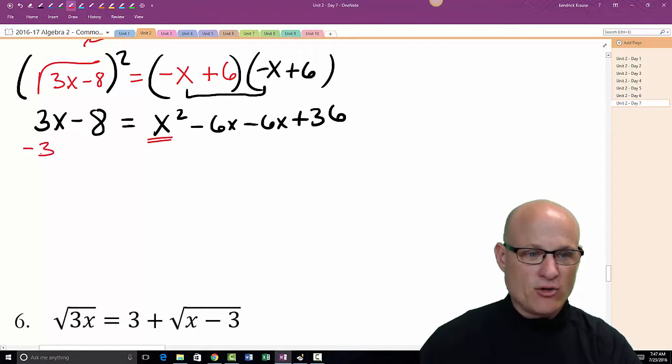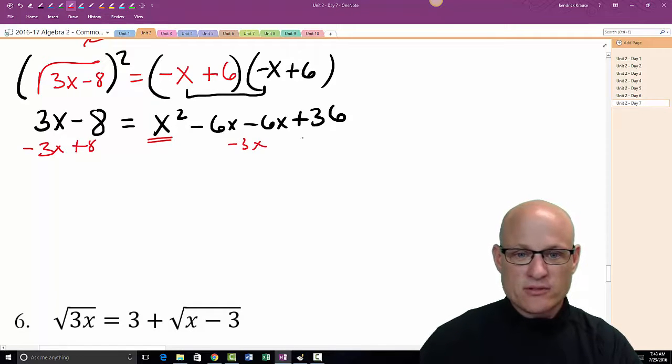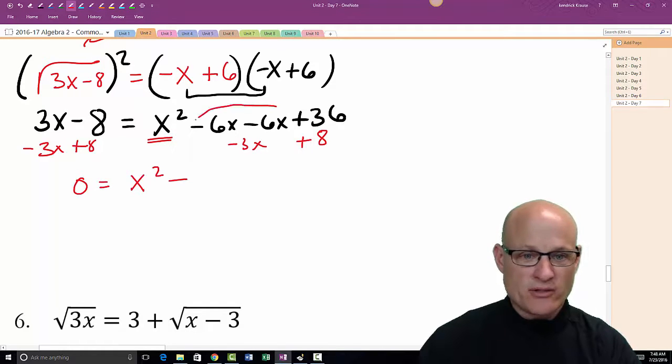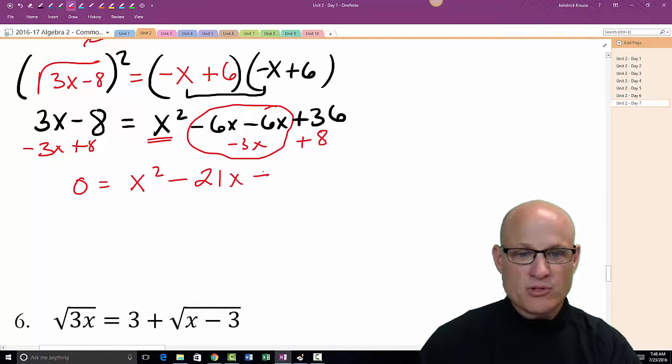Now we got to bring everything to the left side, the right side, because my x squared is positive here. So I'm going to bring everything over. Minus 3x plus 8. So I end up with 0 equals x squared minus, now what is all this? Minus 21x plus 44.